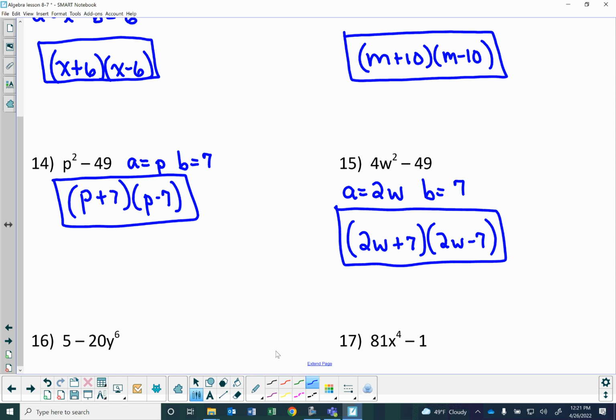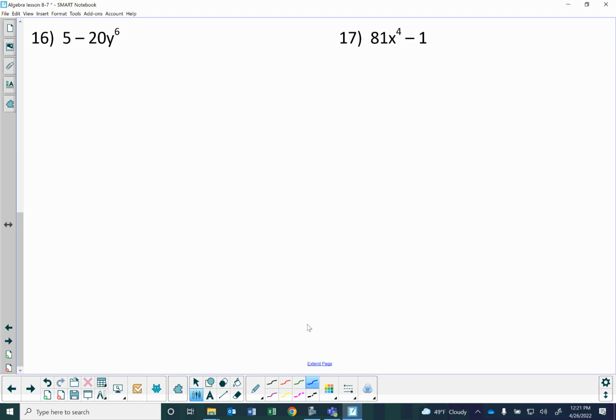Number 16. If I look at 16, I'm like, well, the first term is not a square. The last term is not a square, but there's a minus sign between them. But I also can recognize right away I have a greatest common factor. So I'm going to take the greatest common factor out, which happens to be 5. If I take that greatest common factor of 5 out of that, I am going to get 5, parentheses, 1 minus 4y to the 6th.